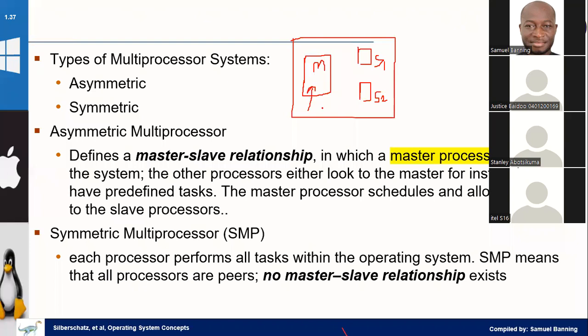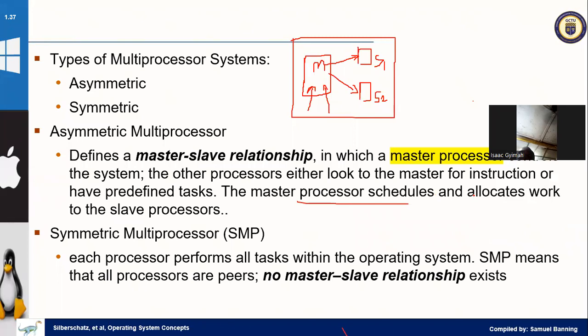If there is any job, the operating system will allocate the job to the master processor, and then the master processor will in turn allocate the jobs to the slaves based on their availability. The master processor schedules and allocates work to the slave processors. Okay, that is the asymmetric multiprocessor.